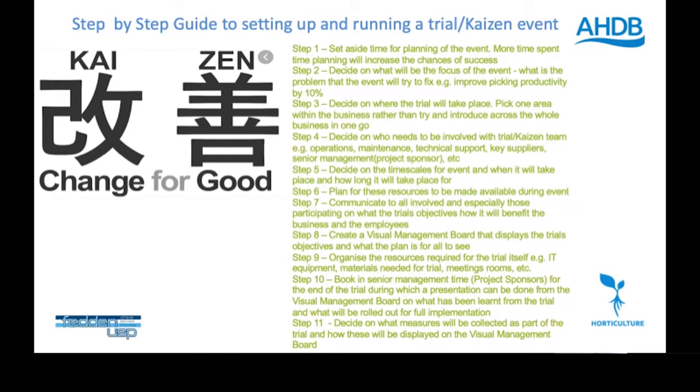Decide on which area you're going to carry out the trial. So it might be that you pick a particular row of a particular field, or a particular glass house, or a particular part of the business that you want to carry out the trial. If you can, have a comparison glass house or field alongside it where you've done no changes, and that way you get a control metric.